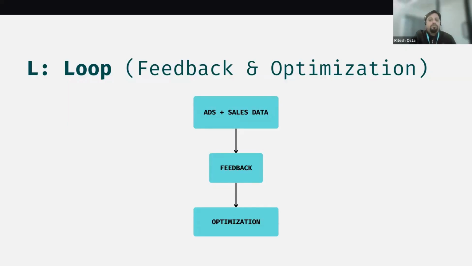And then finally, the loop is ads and sales data, get the feedback and do the optimization. Make sense? Okay. So ads engagement, sales data, get the feedback and do the optimization. And a part of it can be automated as well.